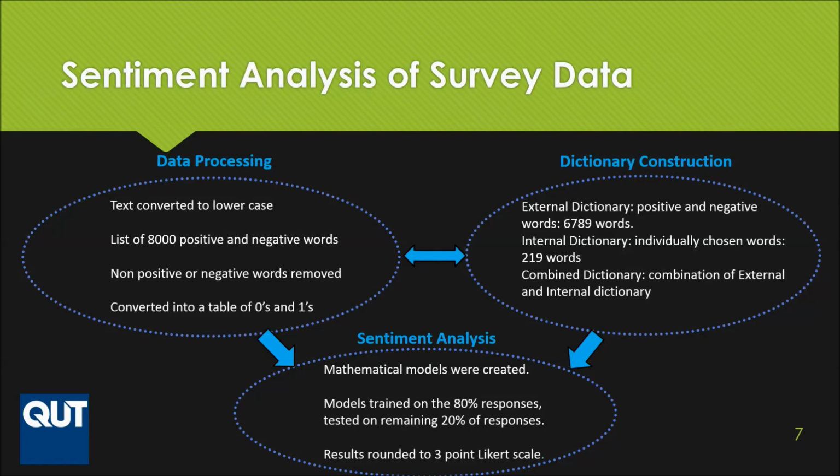We then created mathematical models. Those models were trained on 80% of the text responses that we had access to, and we tested on the remaining 20% of the responses. So we were able to build a good model with a large amount of data, but then use 20% to test the validity of that model. The results we got were then rounded to a 3-point Likert scale, so good, bad, or neutral, rather than the 1 to 5, just to determine whether we were on the right track.